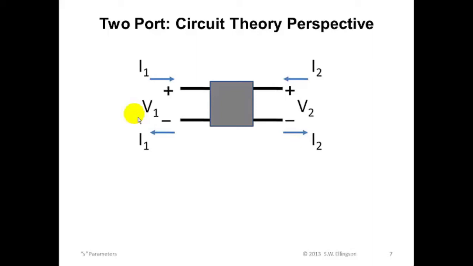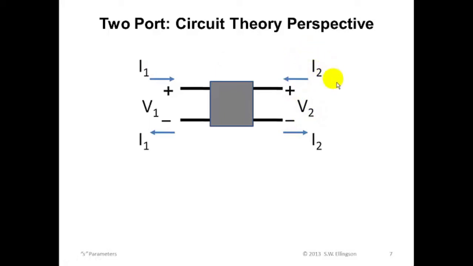As the name suggests, a two-port is a device consisting of two electrical ports. The behavior of the two-port is completely defined by the relationship between the voltages and the currents at the two ports, and they're identified here. The four quantities that we're concerned about are the voltage V1 and the current I1 at the first port, and the voltage V2 and the current I2 at the second port.